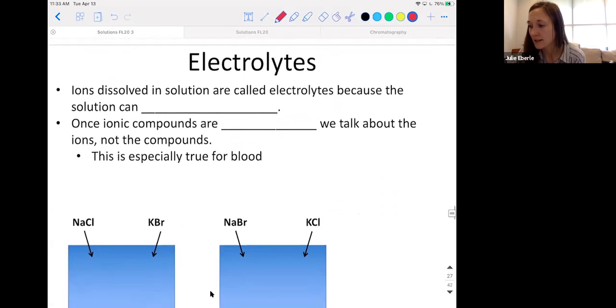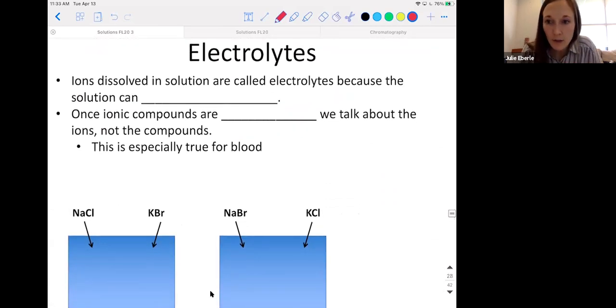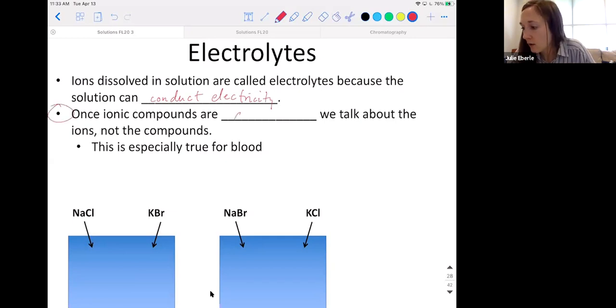Next topic, electrolytes. We're familiar with electrolytes. We introduced this word formally back in chapter 3 when we were talking about ions, because that's the biological word for ions, right? Electrolytes. So these are ions dissolved in a solution. We call them electrolytes because that solution can now conduct electricity. Sometimes only very weakly, sometimes pretty strongly, but next bullet point, once ionic compounds are dissolved into their ions, we talk about the ions and not the compounds.